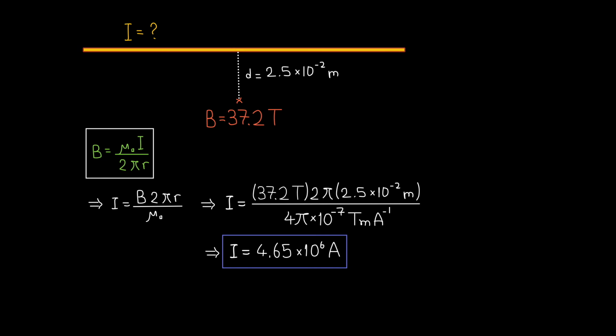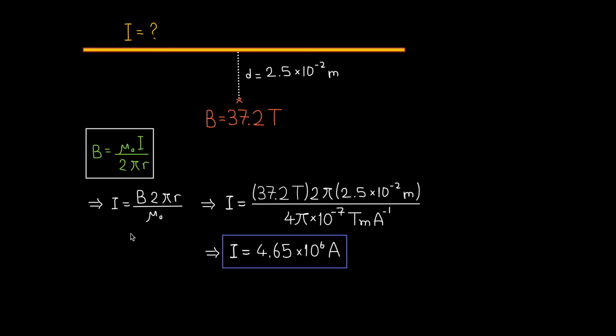A certain magnetic field has magnitude equal to 37.2 Tesla. The question is, what current will be needed to achieve such magnetic field magnitude at 2.5 centimeters from a long straight wire? Let's use the formula for the magnetic field due to a wire of current I at a distance r. It's equal to μ0 I divided by 2π r.